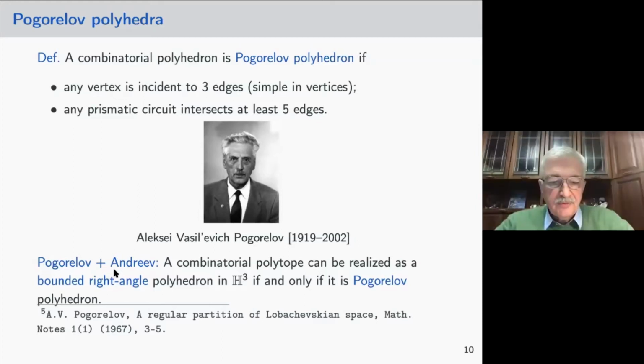And from these two theorems, we obtain the result that a combinatorial polytope can be realized as a bounded right-angled polyhedron in three-dimensional hyperbolic space if and only if it is a Pogorelov polyhedron in the combinatorial sense. So everything depends on combinatorics here.